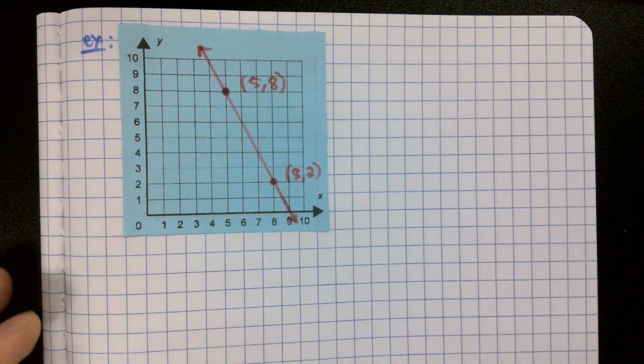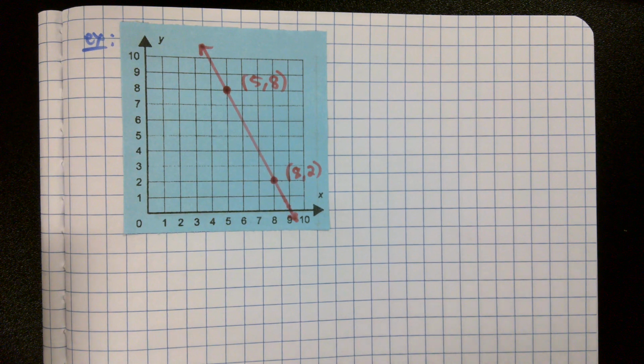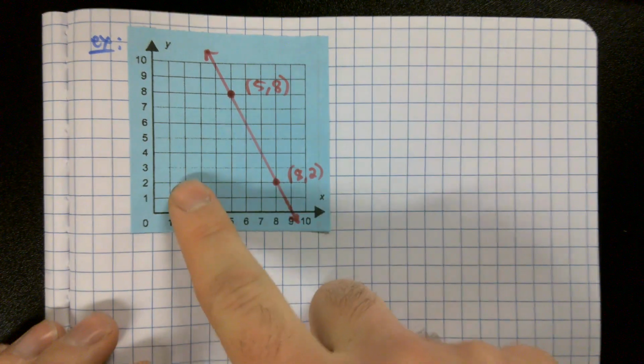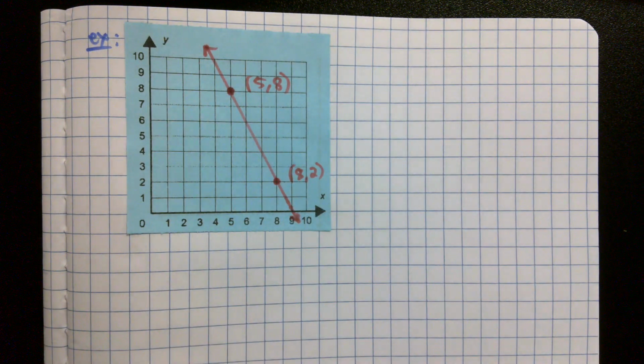So, we got this point here. We notice that it is not going through the origin. Is it a straight line though? Yes. So is this proportional or non-proportional? Non-proportional. Good.